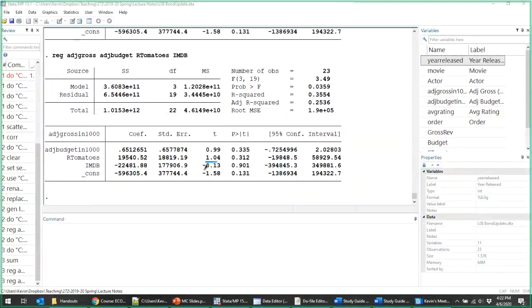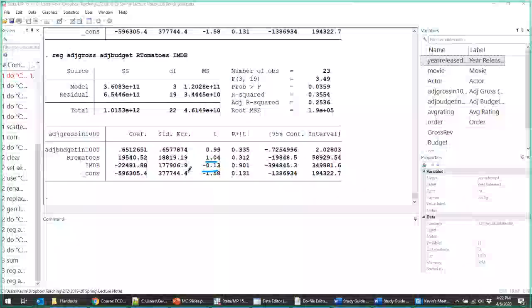T-scores are both well below any typical critical values. P-values are above 0.1. And so that's odd. We might think that the quality of a movie is an indication of how much money it's going to make, and that's not the case here. It's also odd that Rotten Tomatoes is very, very positive, indicating that a 1-point increase in your Rotten Tomatoes score increases the gross of a movie.